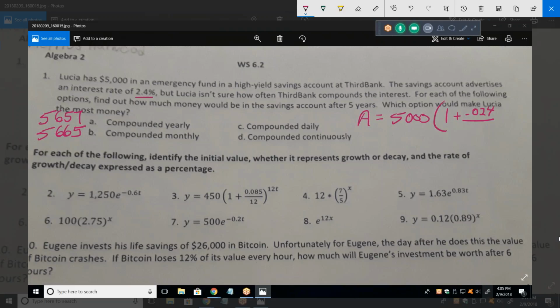What do I divide that by? 365. And what power do I take it to? 365 times 5. Okay, you know how to do all that in your calculator? Go ahead and do it. Come up with a number, and while you're doing that, I'll go back and fix the first two, using the correct 0.024.